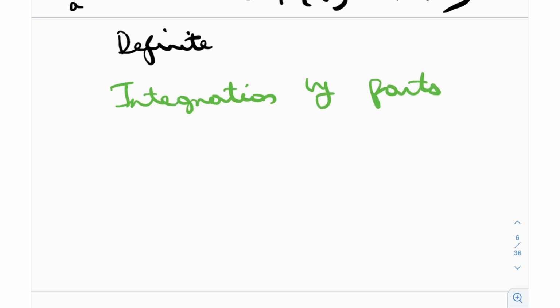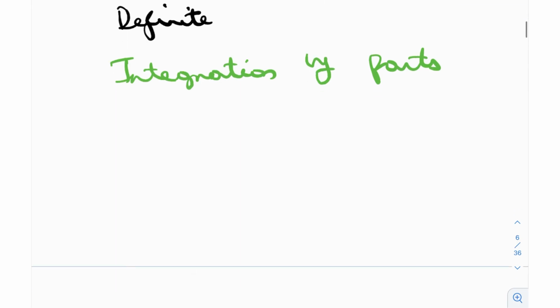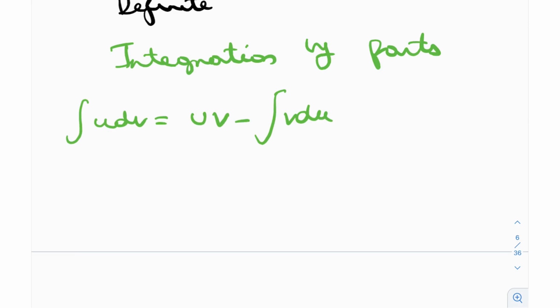And what exactly is integration by parts? Well, it just relies on a formula. What's that formula? The formula is the integral of u dv is equal to uv minus the integral of v du. So this is a simple formula, very standard. And how does this work? We will analyze this integration by parts with the help of an example.